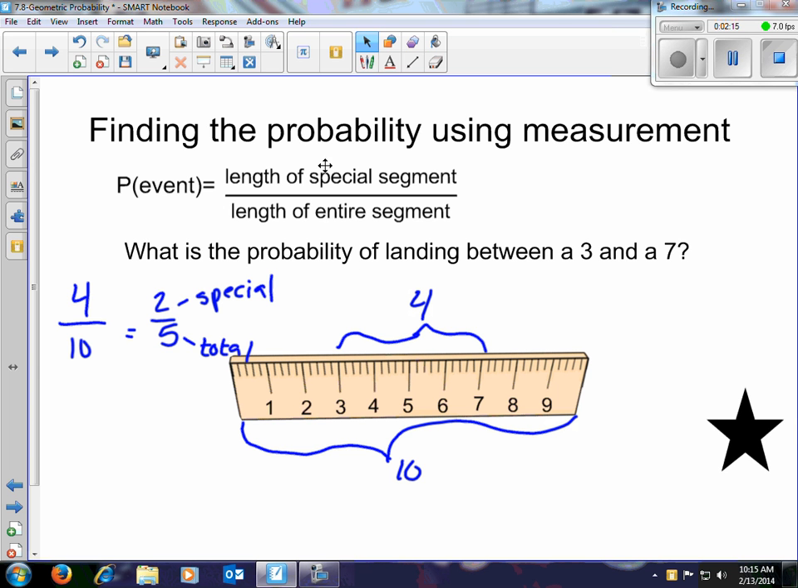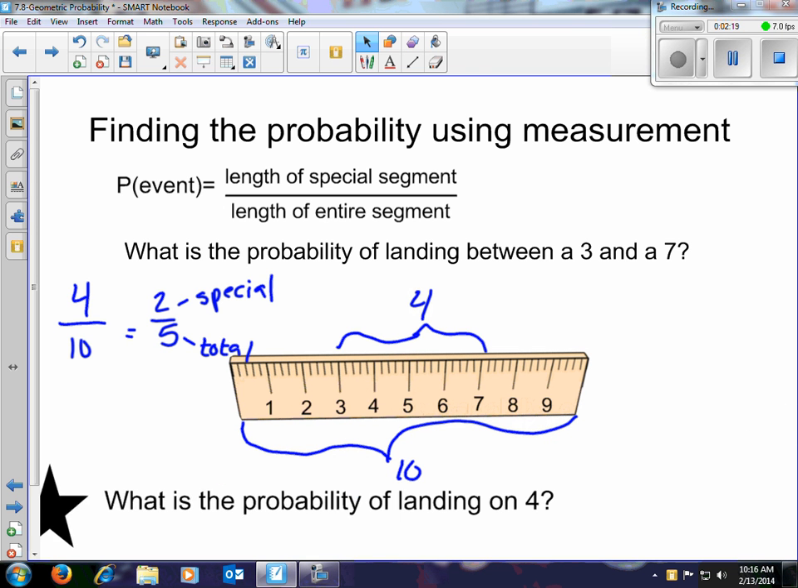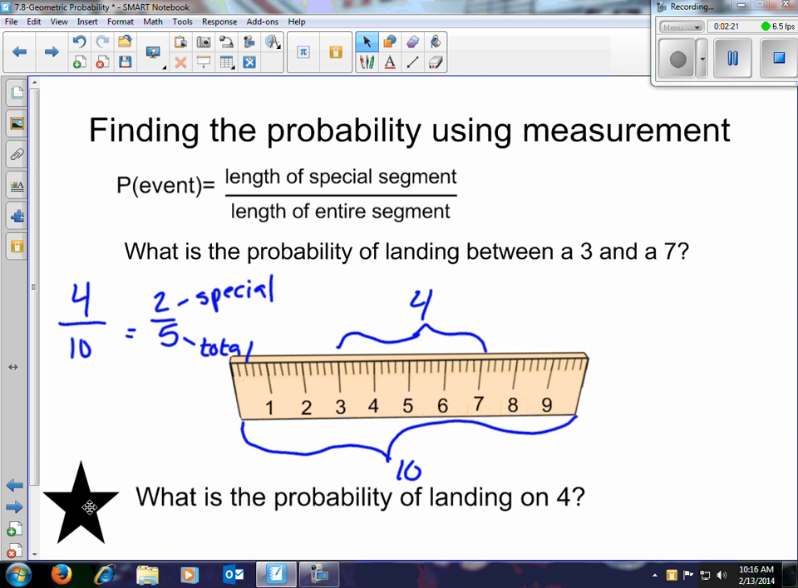So now we're going to pull this star out, and we're going to find the probability of landing on 4. So if I'm going to land directly on 4, my probability is actually 0 because I don't have any length. A point is just a point. So I'm going to have my special, which is 0, divided by 10, and 0 over anything is just 0.